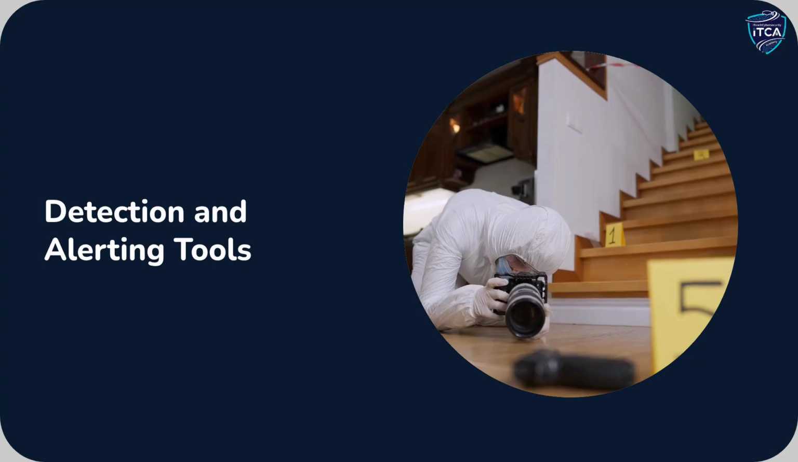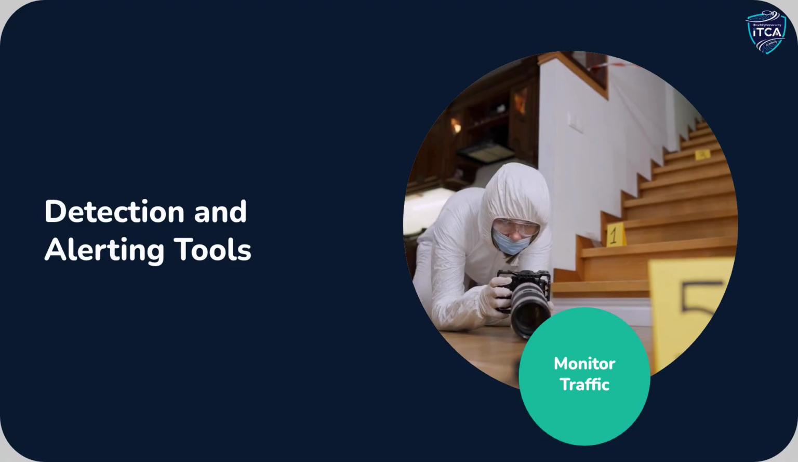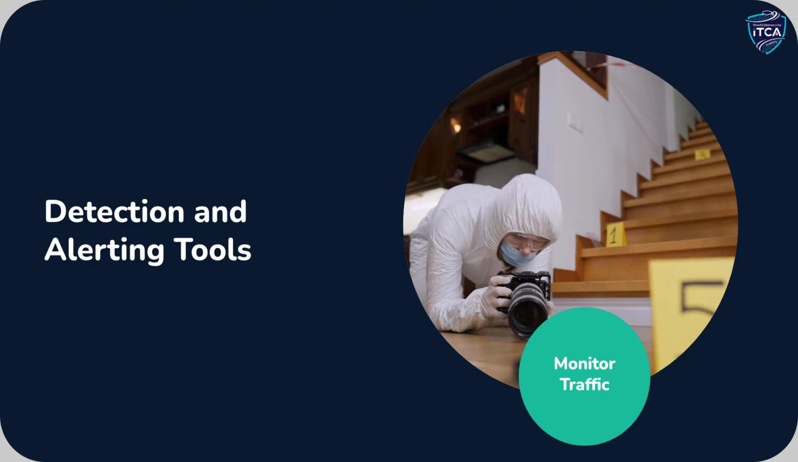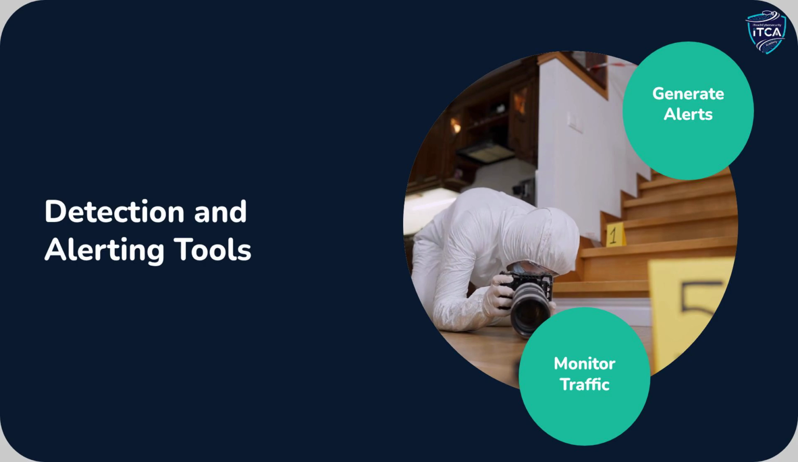Detection and alerting tools are used at the very beginning of a network forensic investigation. Their main purpose is to identify suspicious or malicious activity and notify security teams that something may be wrong. These tools continuously monitor network traffic and system activity, looking for known attack signatures, abnormal behavior, or violations of security policies. When suspicious activity is detected, alerts are generated to trigger further investigation.